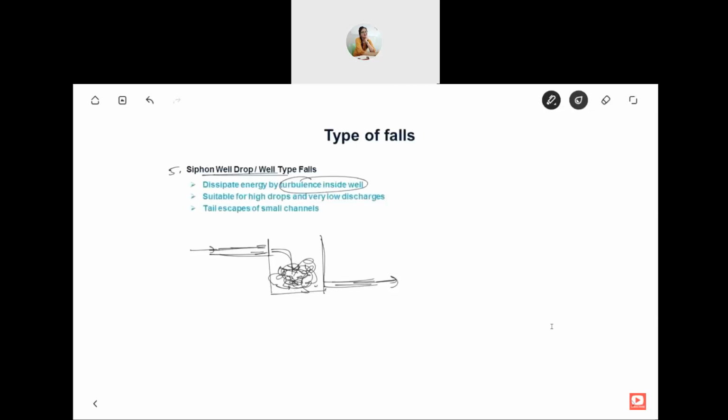This is mostly used for very low discharges because you have to direct it through a pipe. So it is used for low discharges, and when you have to drop it through a huge height. Hence it is mostly used for tail escapes for small channels, like we saw about escapes. This kind of thing is provided in order to destroy the extra energy.